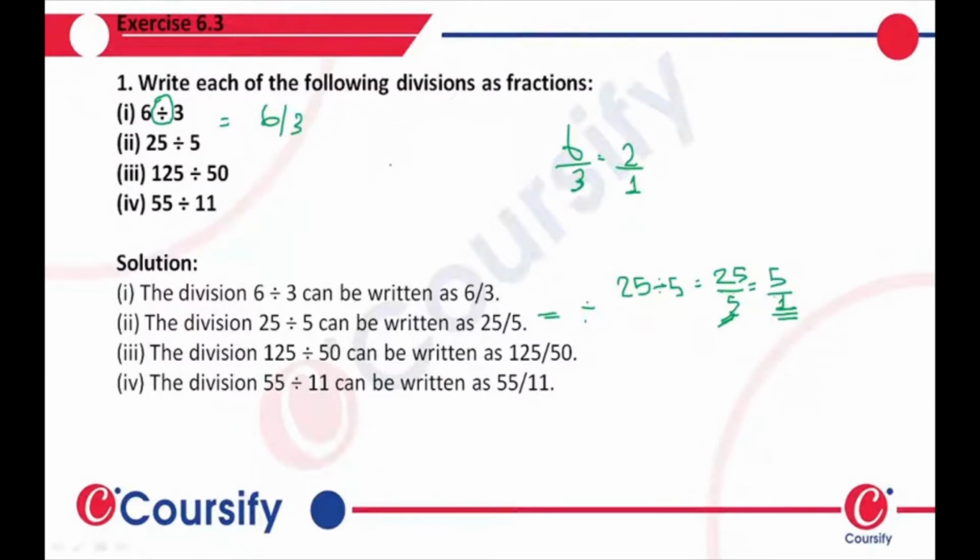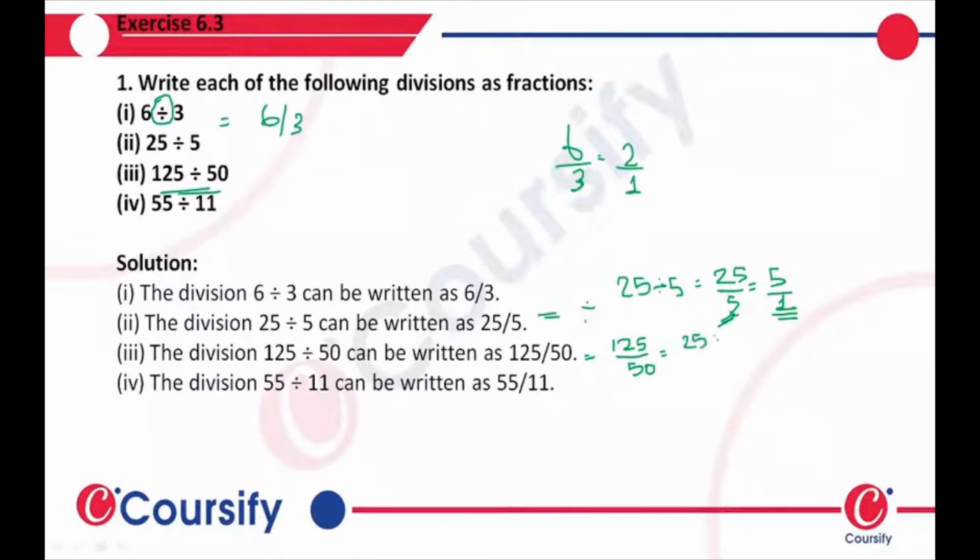Next question, we have 125 divided by 50. Similar to the previous two questions, what we're supposed to do is write it as 125 divided by 50. So how much is 125 divided by 50? We know that 5 into 25 is 125, right? We could simplify it. Let's try simplifying. Let's divide both these numbers by 25. 25 into 5 is 125, right?